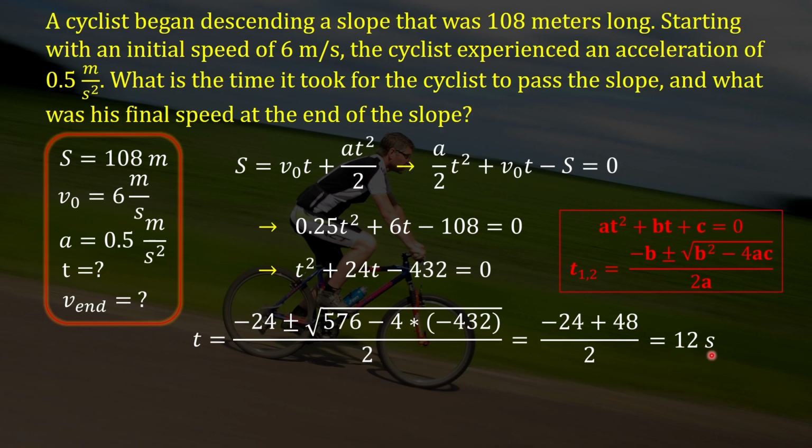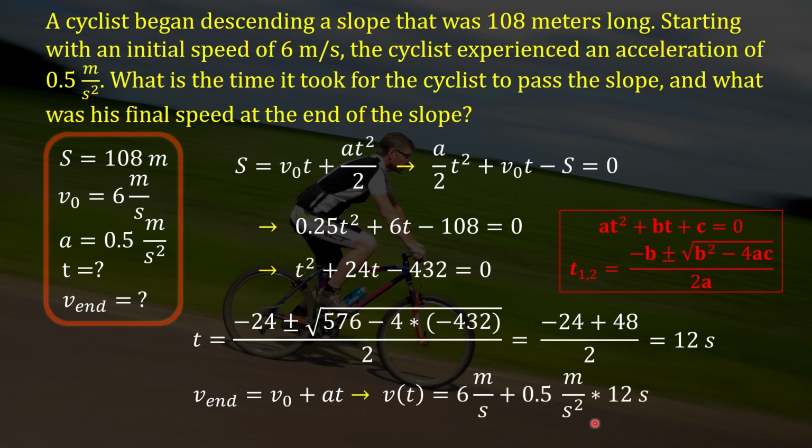Now let's find the final speed. To find the final speed at the end of the slope, we are going to use this formula. So here we know v0, we know acceleration, and we know the time, this one. So all we need to do is to put these values, then we will get this expression. Then if we calculate it, we are going to get the answer. It will be 12 meters per second. So this is our answers.